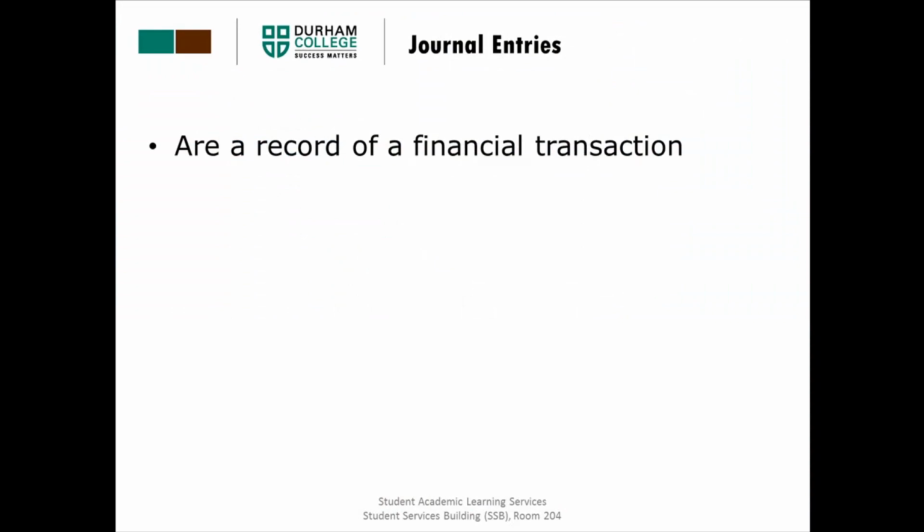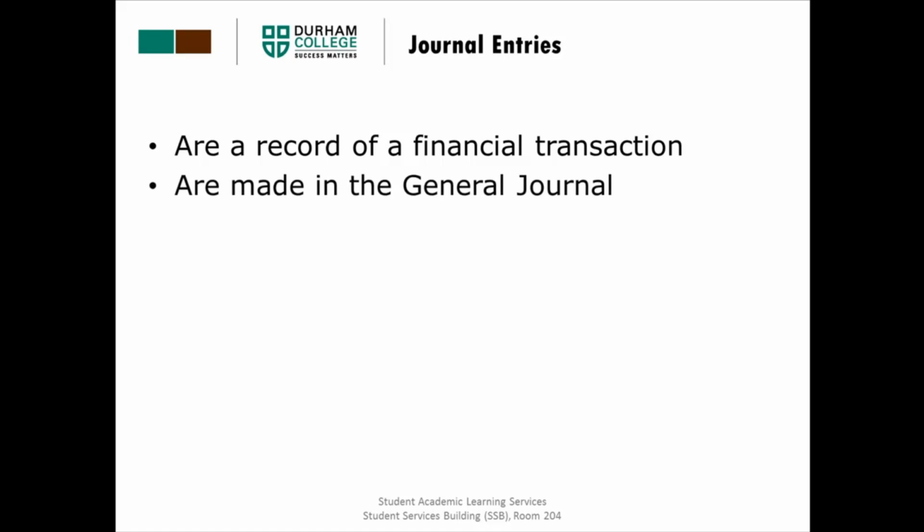Journal entries are used to record financial transactions. How do you know if a transaction has occurred? There are two good rules of thumb to follow. First, if money changed hands, then it's a transaction. Second, if someone completed some amount of work, it is also a transaction.